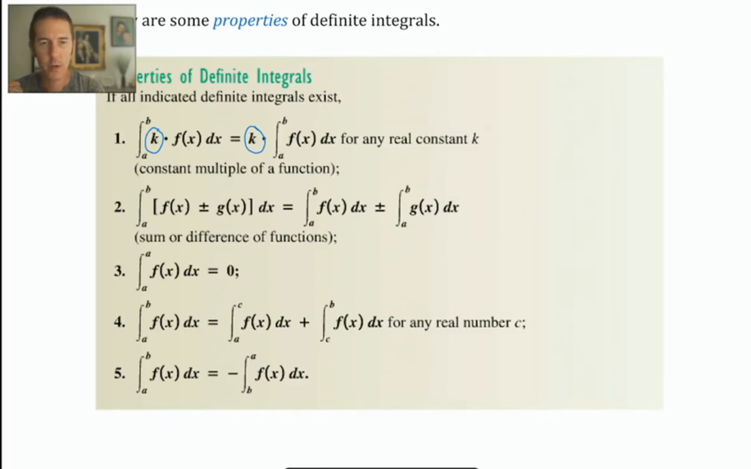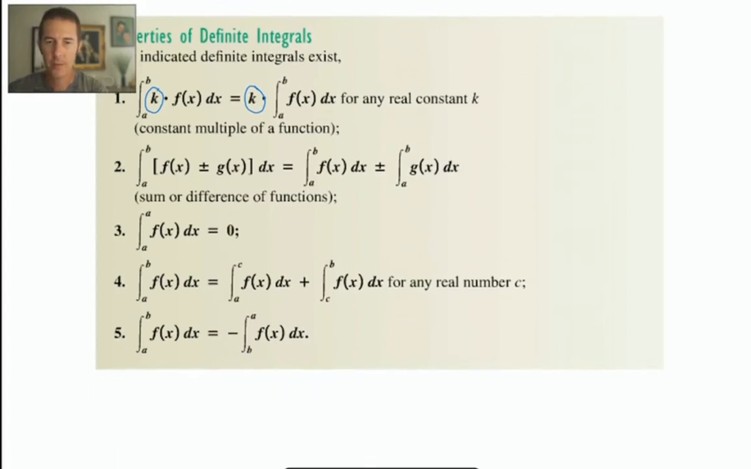Number 3 says that if your upper and lower limits of integration are the same, then what you're doing is finding the area of a rectangle that has a width of 0. Therefore, its area is 0. Number 4, we're going to use this one.